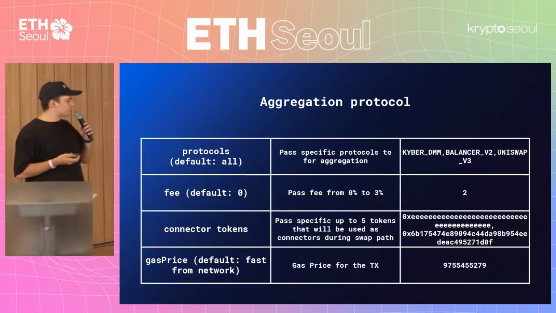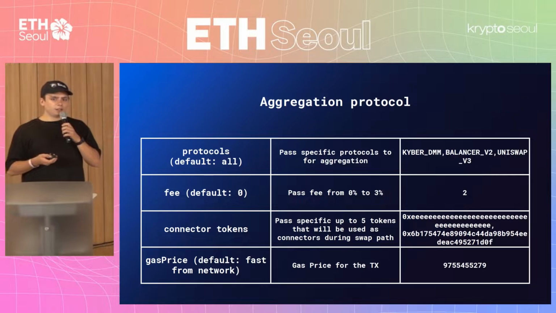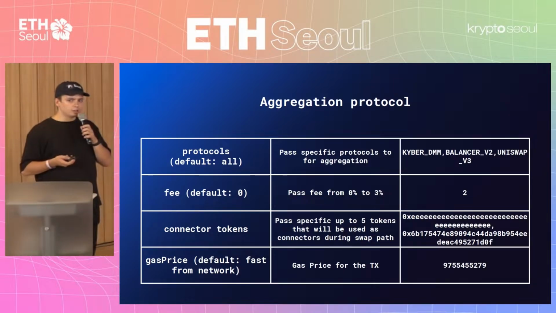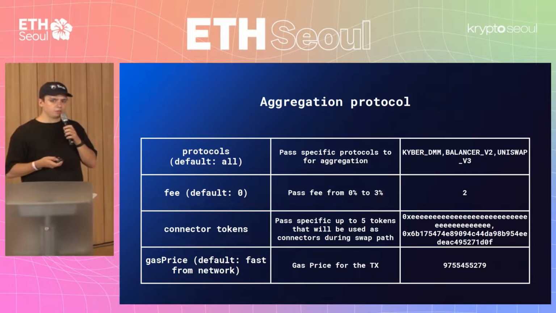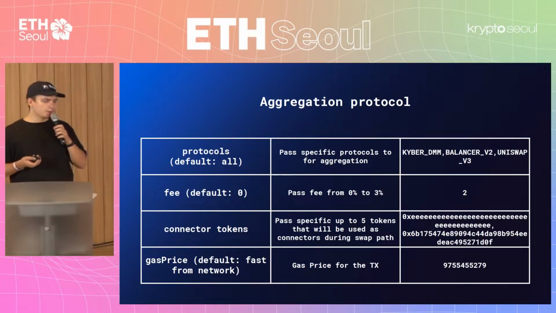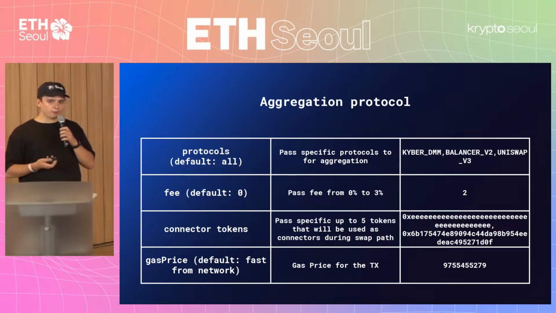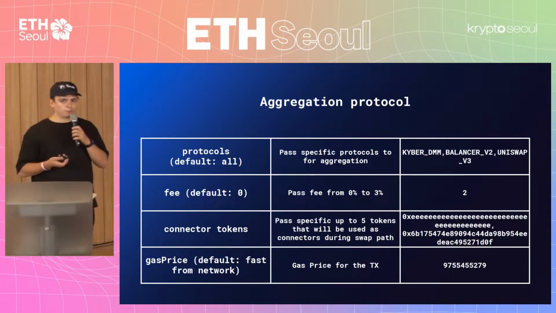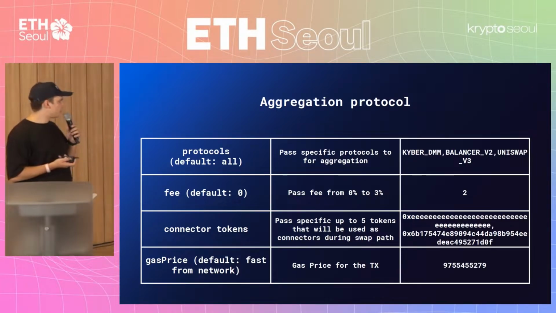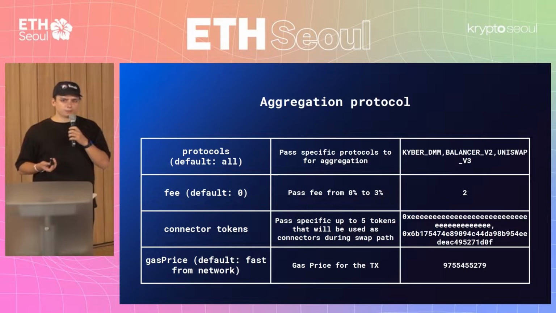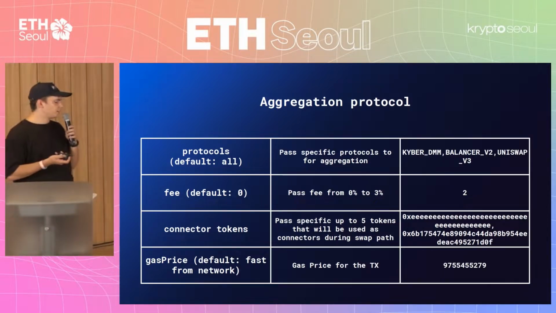We also support fee. Fee allows any protocol, any integration to have some reward fee for each positive slippage from the user side. This fee can be up to 3% per swap. It depends on the execution of the transaction. If there is no positive slippage, you will not get the fee from this transaction. But if there is, you can earn up to 3% from the user. By default, the fee is 0%. But if you want to specify something different from 0, you just need to pass a number from 0 to 3.